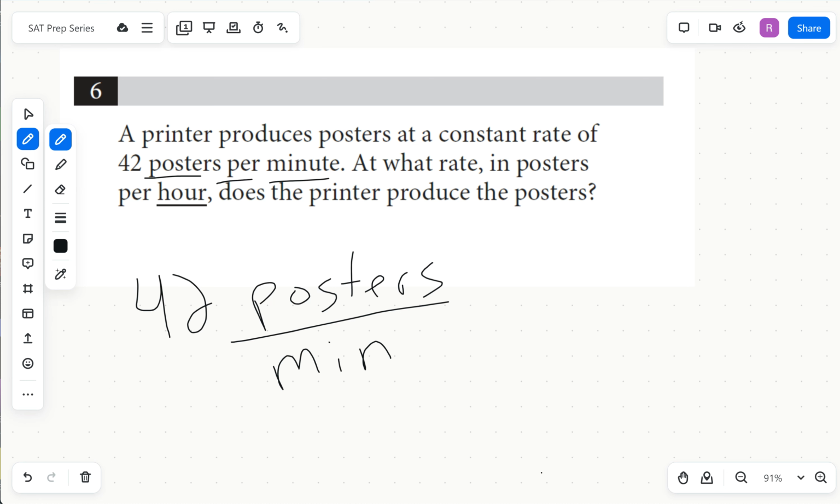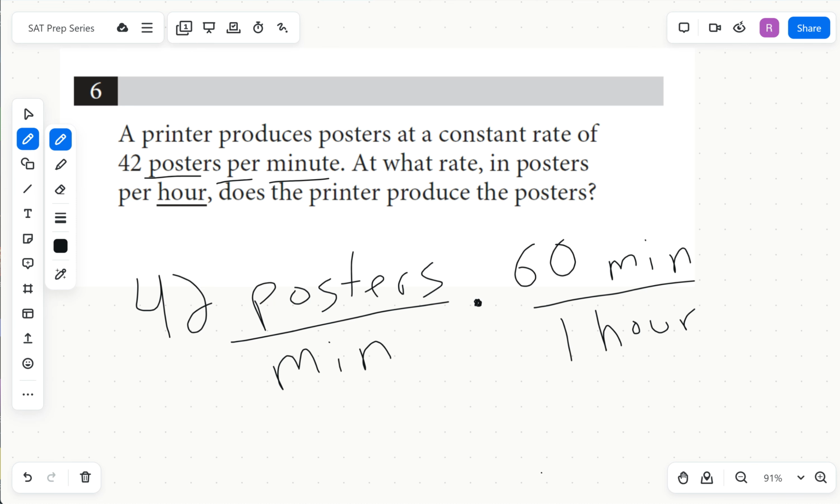Well, if I can do 42 posters in 1 minute, now I have to think, how many minutes are there in an hour? And of course, there are 60 minutes in an hour. So if I can do 42 posters in 1 minute, how many posters can I do in 60 minutes? So I'm going to want to multiply by 60. And I'll also use units here, minutes per 1 hour. There are 60 minutes in 1 hour.